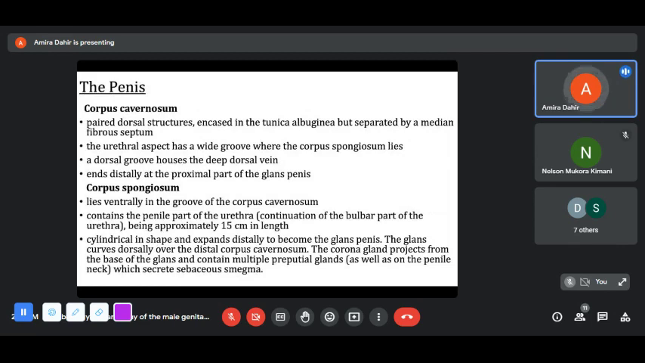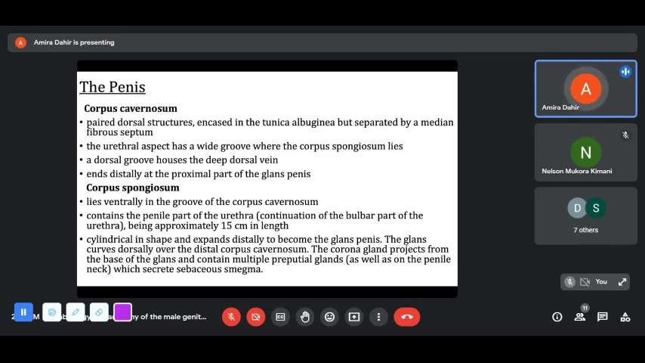So the corpora cavernosa of the penis are paired dorsal structures encased in the tunica albuginea but separated by a median fibrous septum. The urethral aspect has a wide groove where the corpus spongiosum lies. A dorsal groove houses the deep dorsal vein and ends distally at the proximal part of the glans penis. The corpus spongiosum lies ventrally in the groove of the corpora cavernosa.